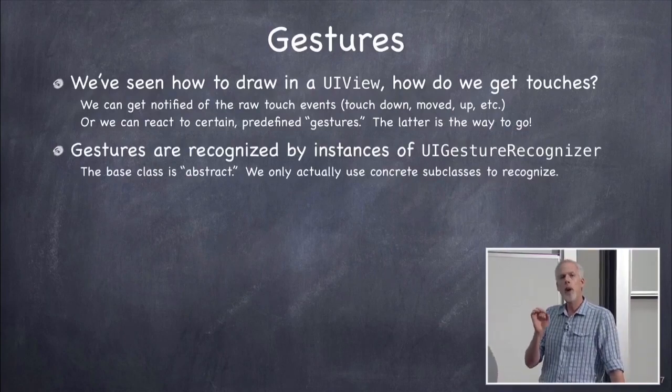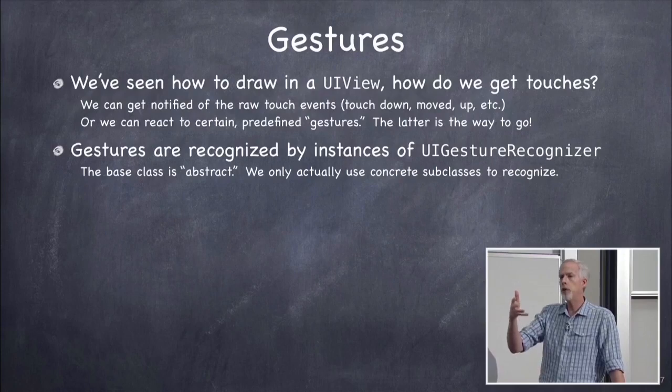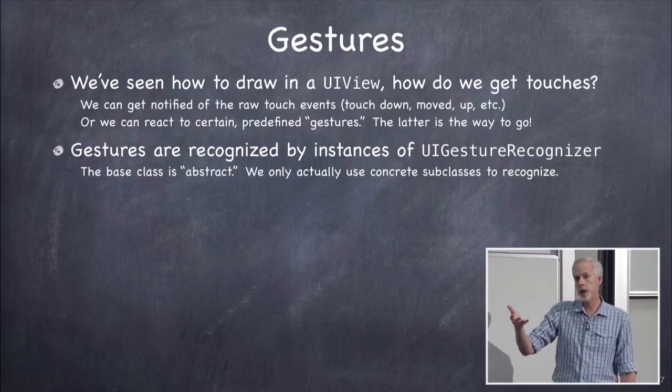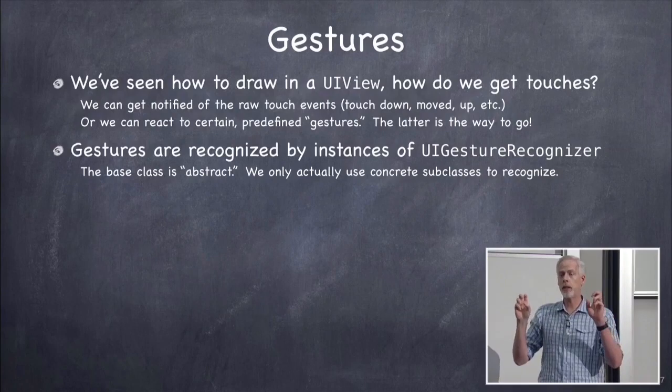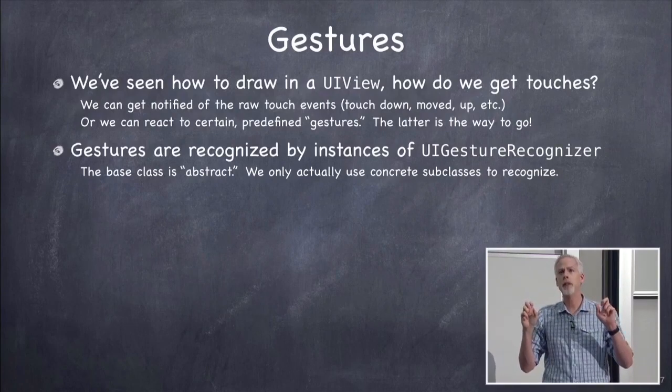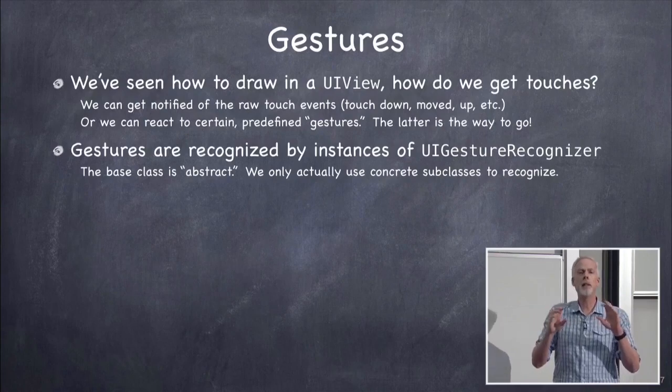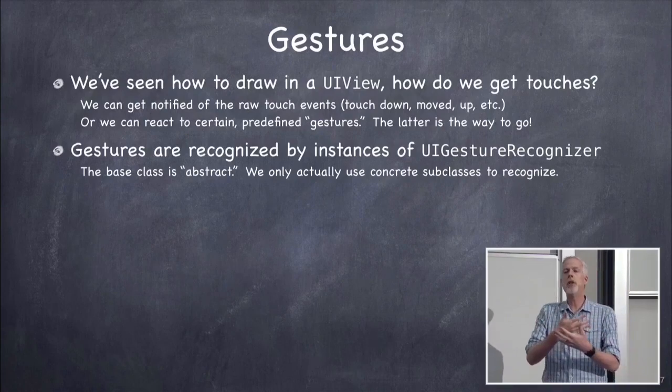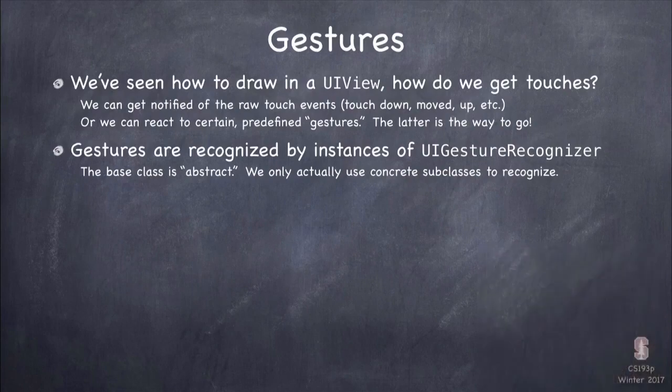So gestures are recognized by this class called UIGestureRecognizer. Actually, not by UIGestureRecognizer itself. That's an abstract class. How many people know what an abstract class is? Raise your hand if you know what that is. Okay, so I'll take a second to tell you. An abstract class is a class whose only purpose in life is to be the superclass of other classes. And you never actually create an abstract class. Okay? You only create instances of subclasses of it. So UIGestureRecognizer is abstract. You would never call an initializer on UIGestureRecognizer. Instead, there's a bunch of subclasses, which I'm going to talk about, and you would call the initializer on them.